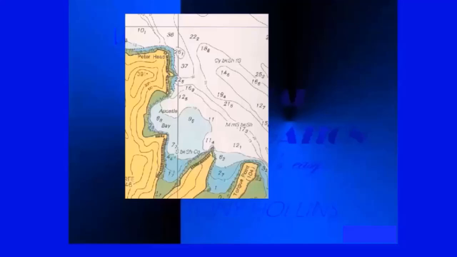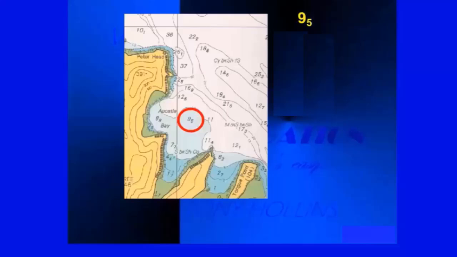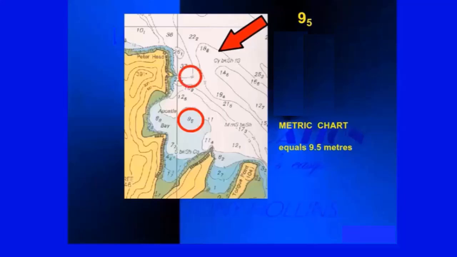In shallower areas, you'll often see a small figure next to the main figure. 9 with a small 5 beside it, for example. 9.5 on a metric chart denotes 9.5 meters. Contour lines show areas of constant depth and have a figure showing the depth anywhere along that line. This line shows a depth of 30 meters.